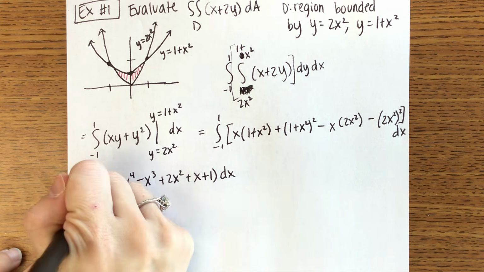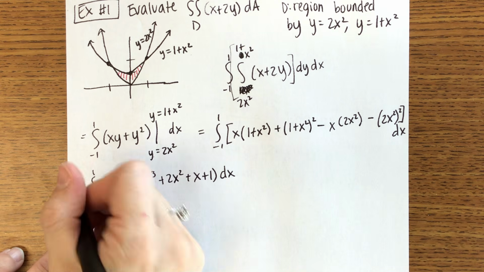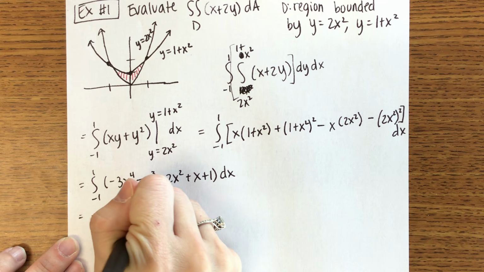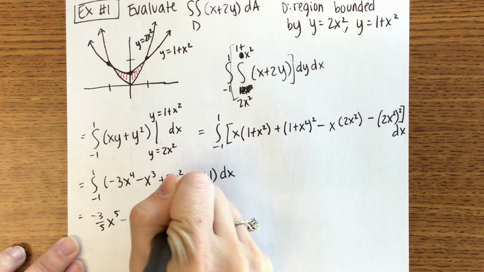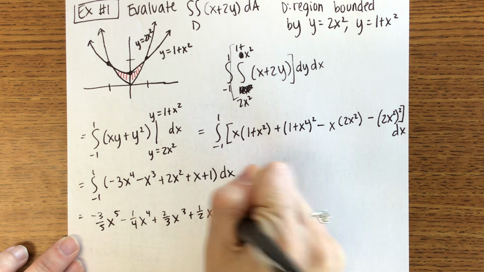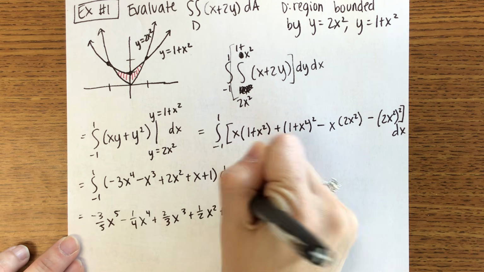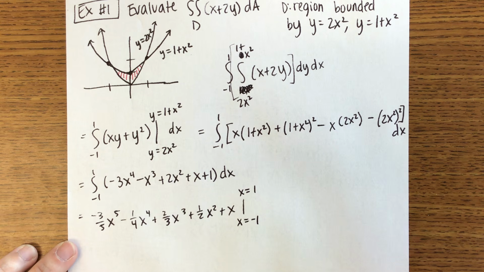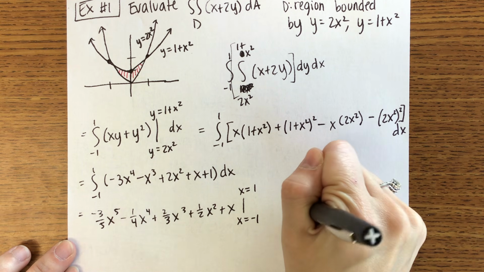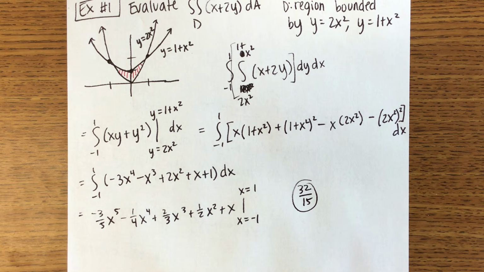Okay, so now we're going to integrate again, this time with respect to x. So we get negative 3/5 x to the fifth minus 1/4 x to the fourth, add 2/3 x cubed, add 1/2 x squared plus x. Evaluating from x equals -1 to x equals +1. If you trust me, you get 32/15.